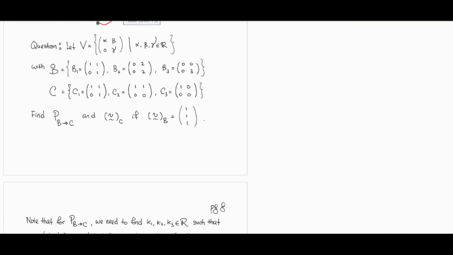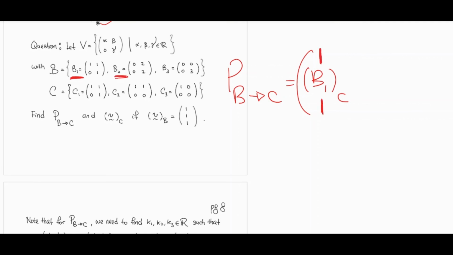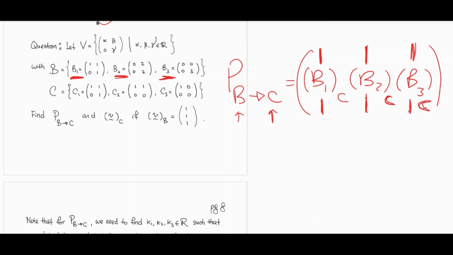All right, welcome back. In order to find the transition matrix from B to C, we need to take the starting vector B1 and compute its coordinates relative to basis C. Find the coordinates, put it right here. Then take B2, not the vector itself, but the coordinates relative to basis C. And we have the coordinates of the vector B3 relative to basis C. So the transition matrix from B to C is going to be given by this.